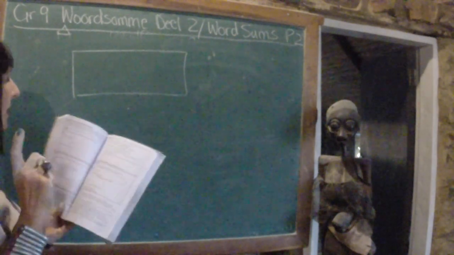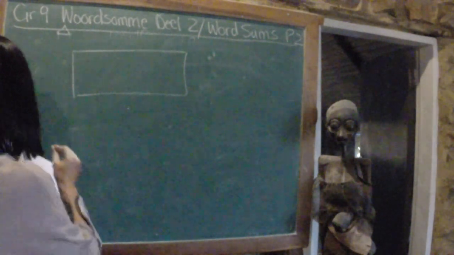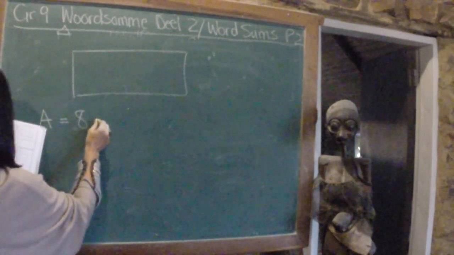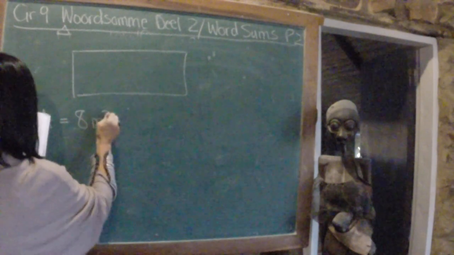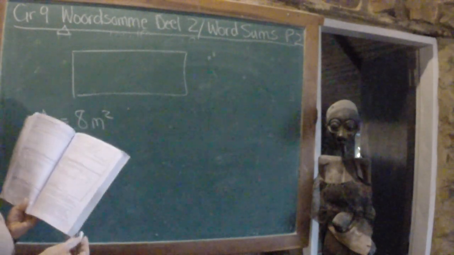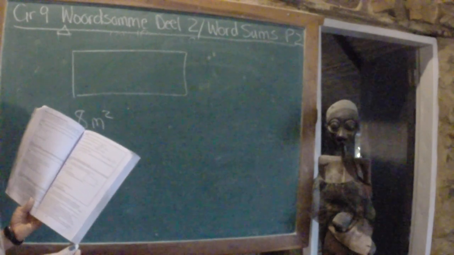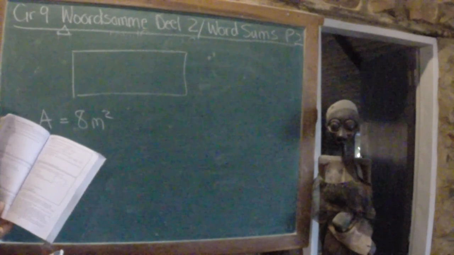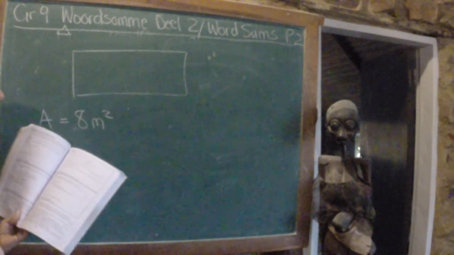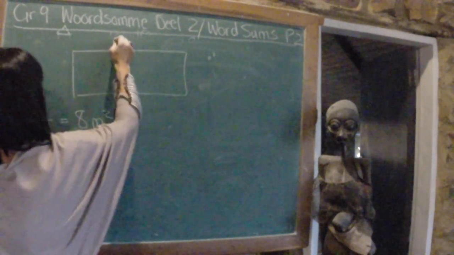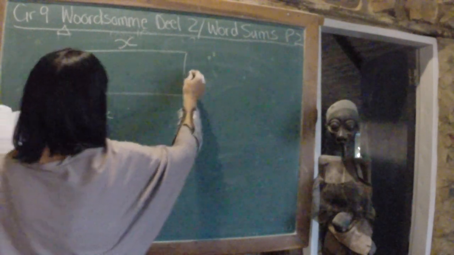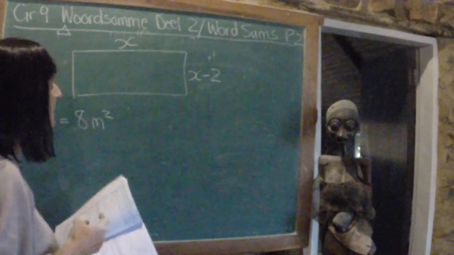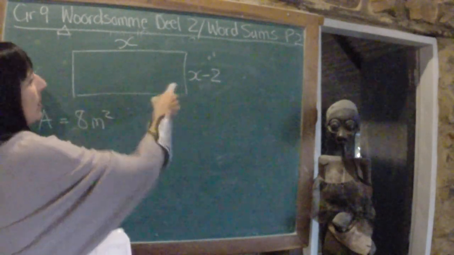Hulle sê, 'n reghoek het 'n oppervlakte van 8 vierkante meter. The area of a rectangle is 8 square meters. That's the area. The width is 2 meters less than the length. Die breedte is 2 meter minder as die lengte. So kom ons maak die lengte x meter en ons maak die breedte x minus 2 meter. Let's make the length then x meters and the width x minus 2 meters.